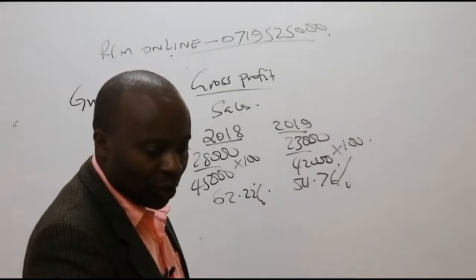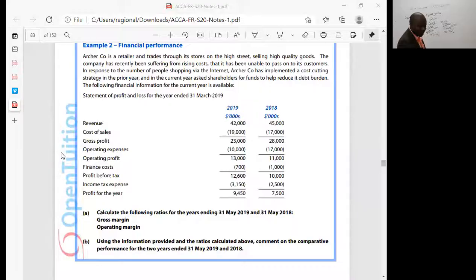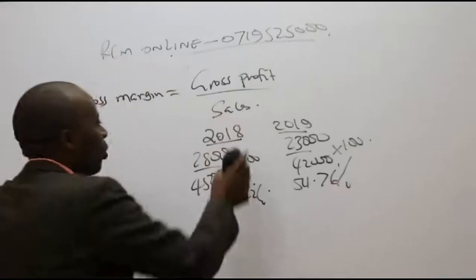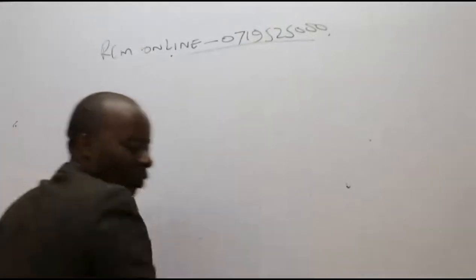Okay, so from there we look at the other one that they want us to calculate here, which is the operating margin. How do we get operating margin? Operating margin is quite a simple one. Operating, from the word operations, will not really disturb me at all.